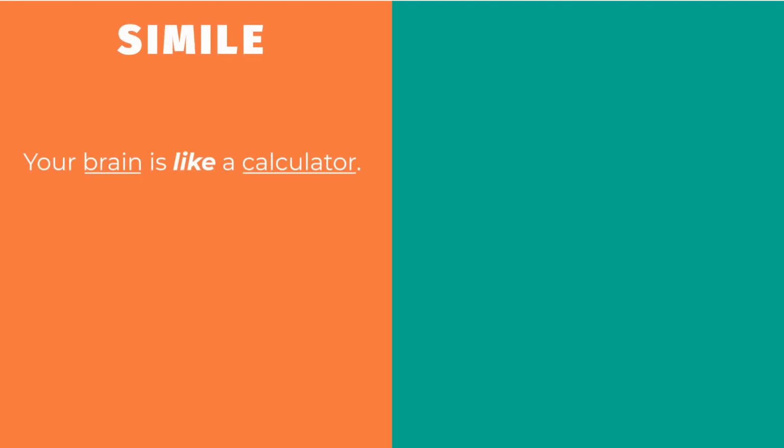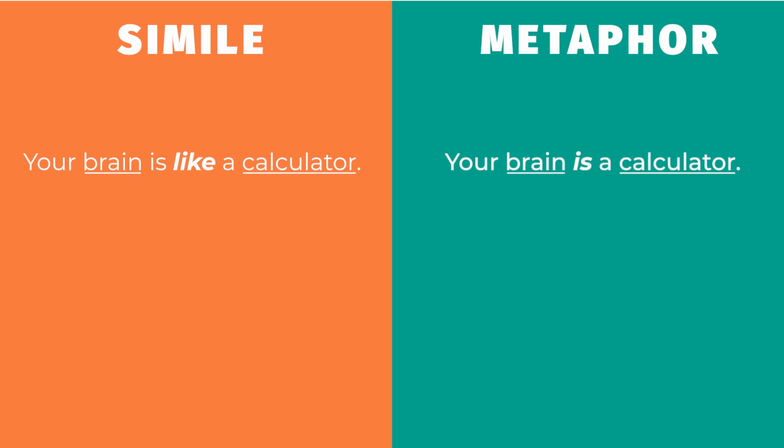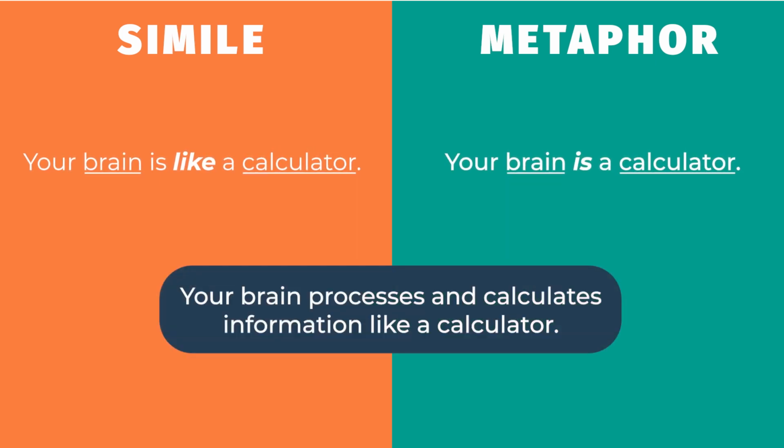Simile. Your brain is like a calculator. Metaphor. Your brain is a calculator. Both of these sentences mean your brain processes and calculates information like a calculator.